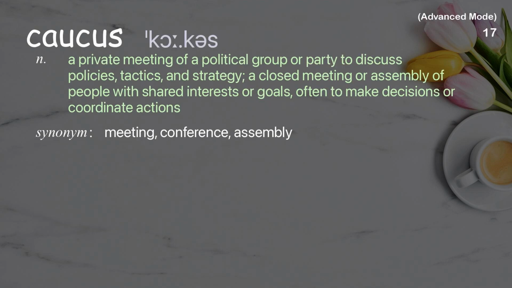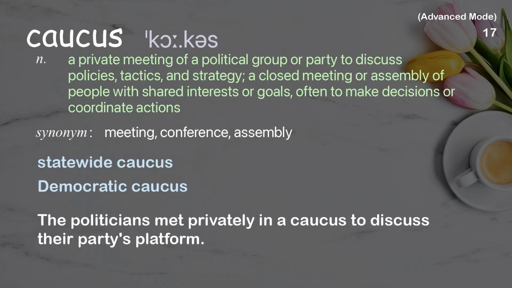Caucus. A private meeting of a political group or party to discuss policies, tactics, and strategy. A closed meeting or assembly of people with shared interests or goals, often to make decisions or coordinate actions. Examples: Statewide caucus, Democratic caucus. The politicians met privately in a caucus to discuss their party's platform.